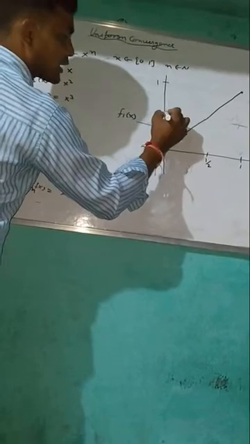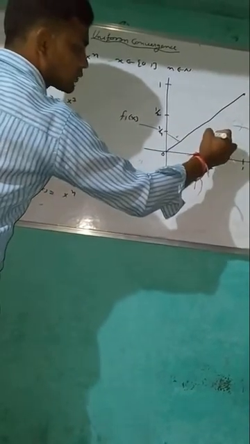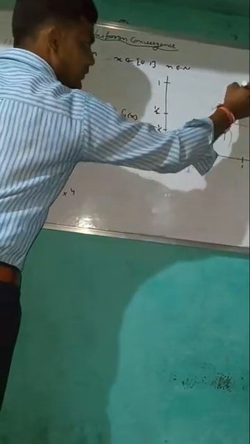It means this point is 1 upon 2 on the y-axis and 1 upon 4. It means this point is this. Okay, the graph of this function is like this.